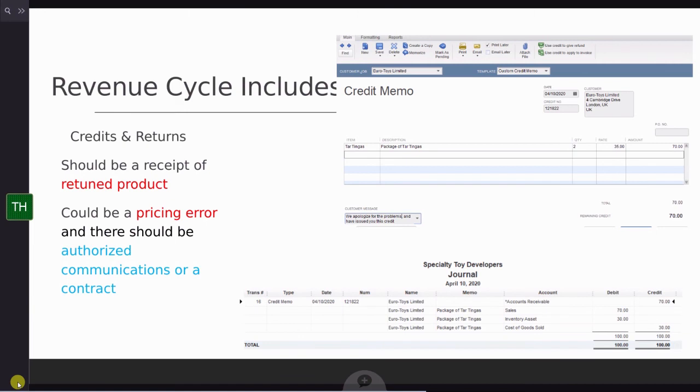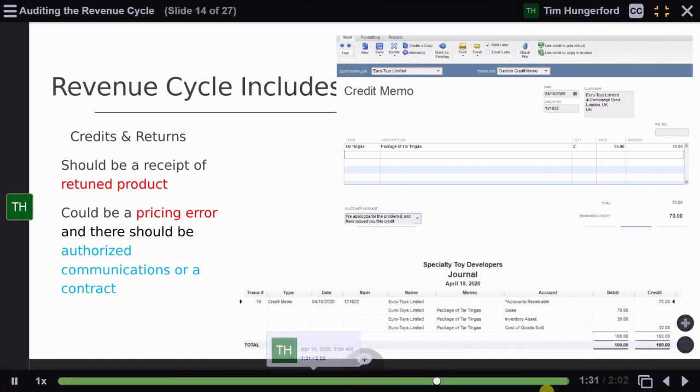And there might even be a contract. Maybe the contract said they should have been charged less. They were accidentally charged the regular price. And so there should be a contract to show that, yes, this company gets a lower price than everyone else. So that's something to think about when you get into credits and returns.